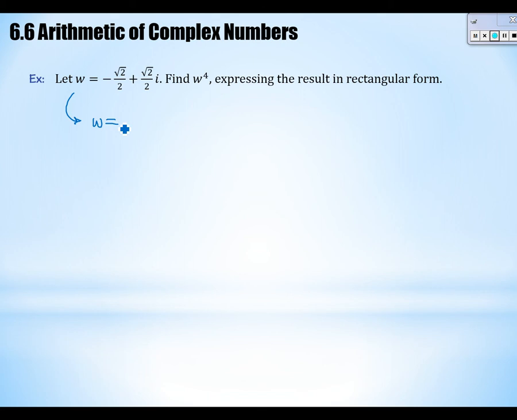What's r? 1, can you tell? Hopefully, again, don't reach for the formulas. Don't be doing the square root of this thing squared plus this thing squared. You're welcome to, but you'll get 1. You should just recognize this as a point on the unit circle, right? So it's 1 cis, what angle is that? 3 pi over 4. Okay, and now I think I'm ready to take this to the 4th power. So w to the 4th is, instead of this thing to the 4th, cis 3 pi over 4 to the 4th.